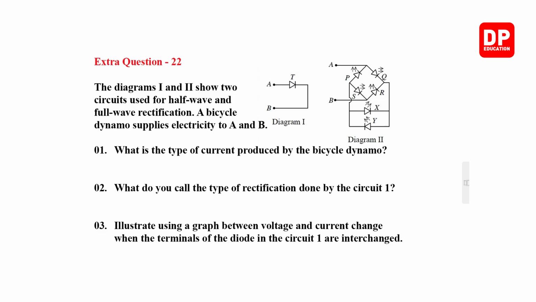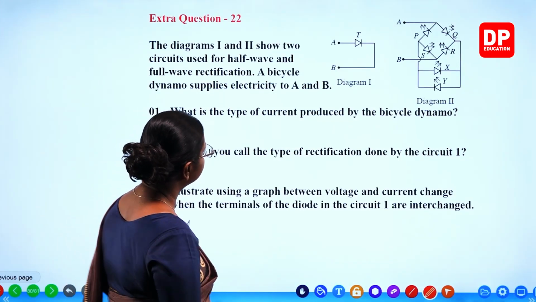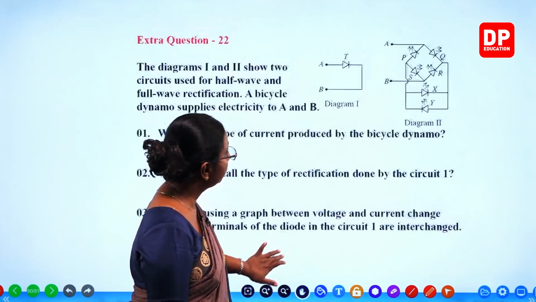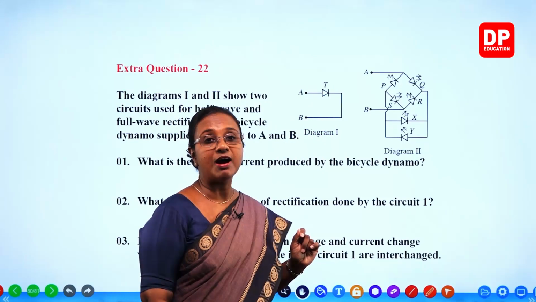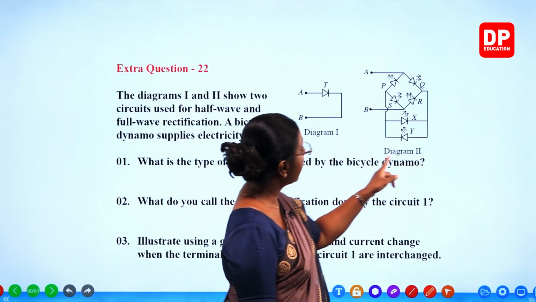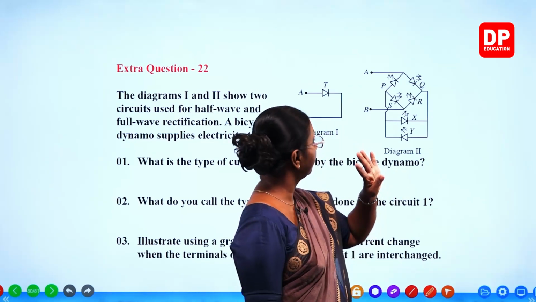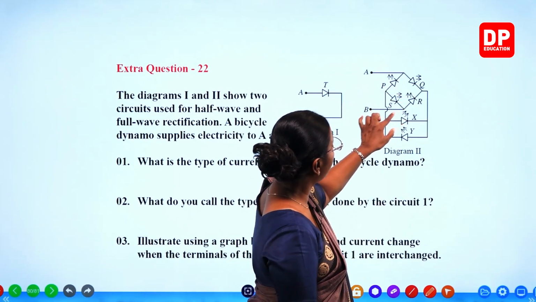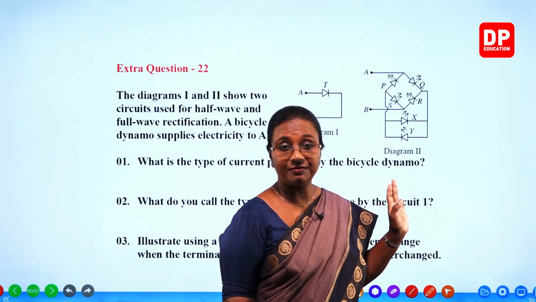Extra question 22. The diagrams 1 and 2 show two circuits used for half wave and full wave rectification. A bicycle dynamo supplies electricity to A and B. So, if you look at the diagram, students, here you can see in diagram 1 there is only one diode. That means it is half wave rectification. In diagram 2, you can see there is this part, that is the rectifier bridge with 4 diodes, but here they are all LEDs, light emitting diodes. So, you know that is for the full wave rectification.